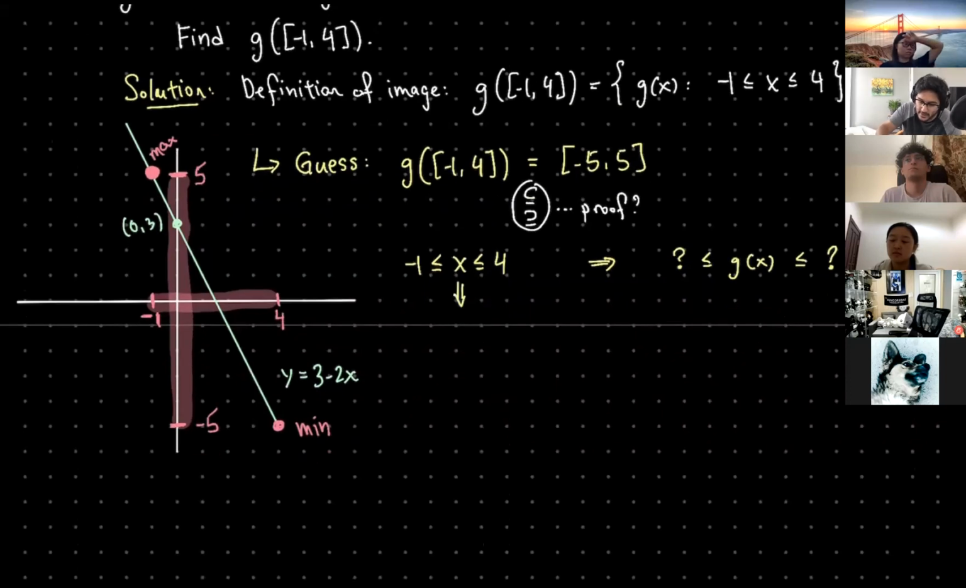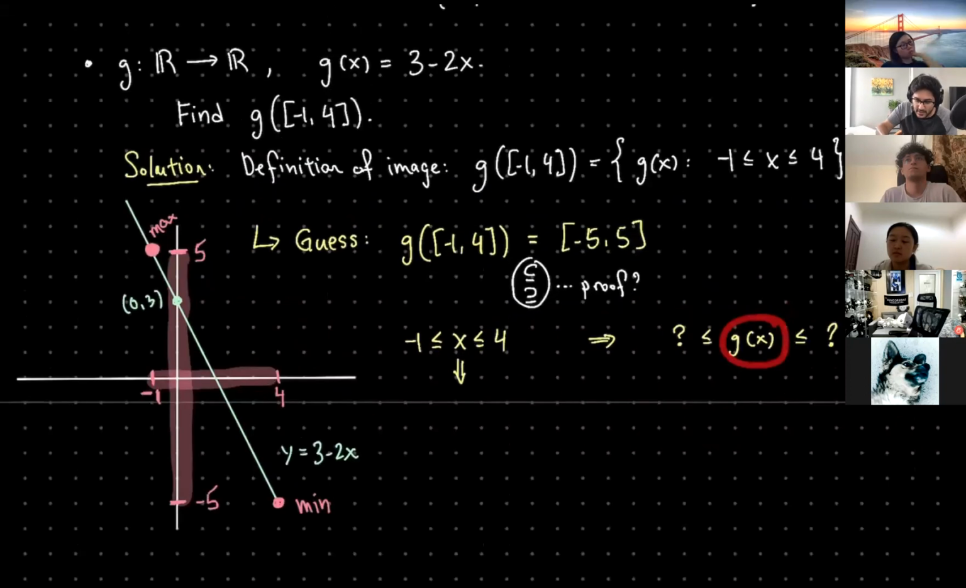Well, if I want to get g of x, I'd better manipulate this inequality until it becomes something like 3 minus 2x, right? So my first step is I'll multiply this inequality by -2. So +2 is less than or equal to -2x is less than or equal to -8. Anybody see what I did? Yes, the signs changed. Good. I was seeing if you're following along. When you multiply by -2, the sign switches.